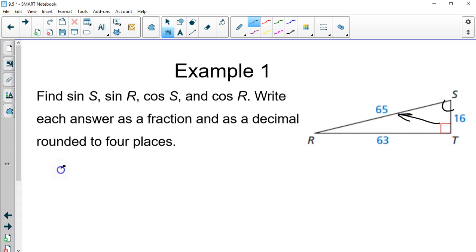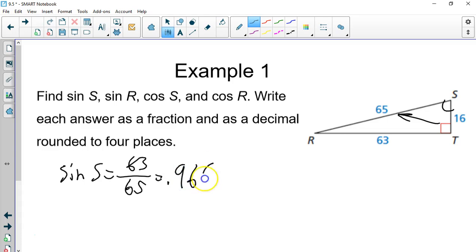So sine of S is opposite over hypotenuse. And you just divide 63 by 65. If you think about it, that was a test score. That's a pretty darn good test score. And it works out to be 0.9692. So it's around 4 decimal places. Now, for sine of R, we're looking here. Well, now the opposite is not going to be 63. It's all the way over there at 16.